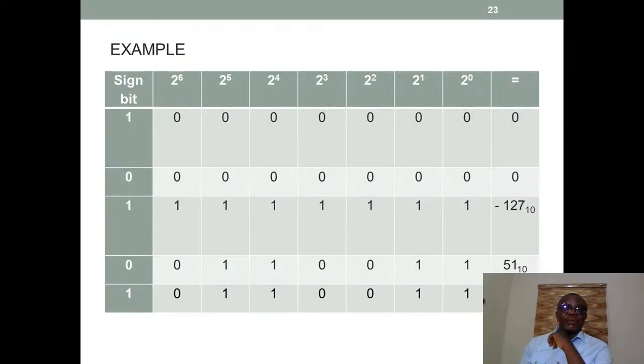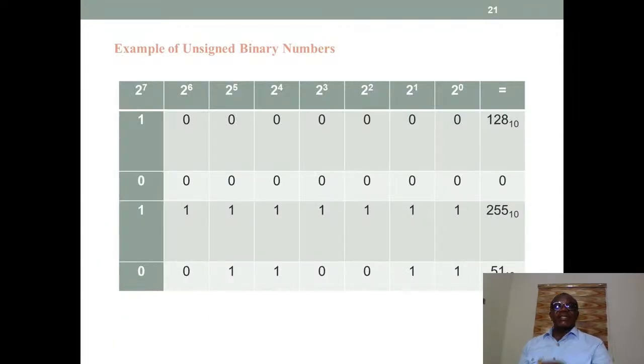Let's go back a bit to see it. Look at the example of the unsigned bit. If you look at the first one, we have 8 bits. The maximum we could represent is 2 raised to power 8 minus 1.